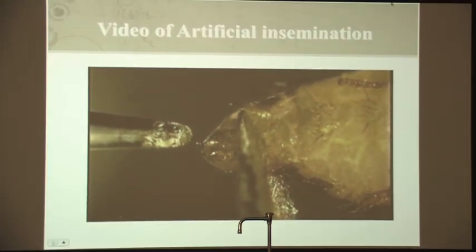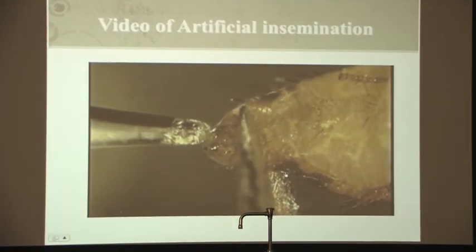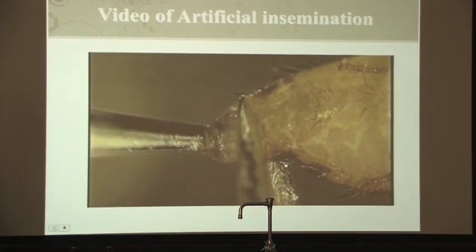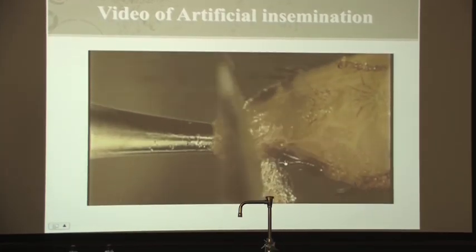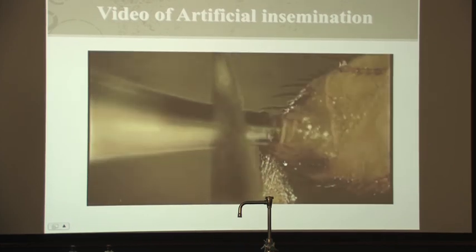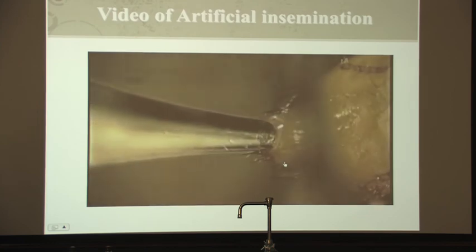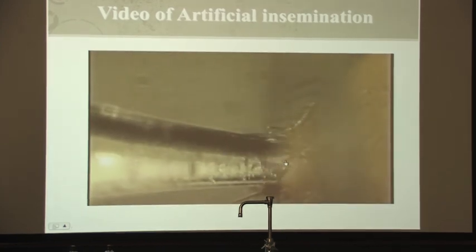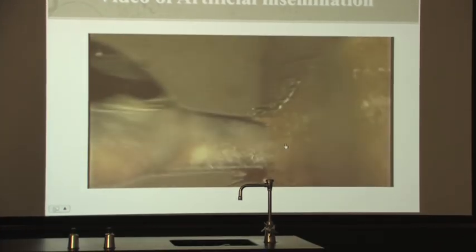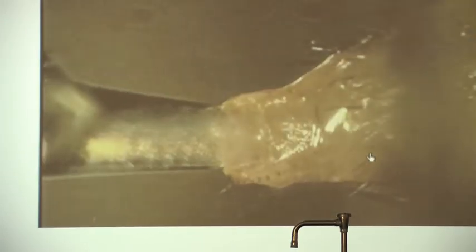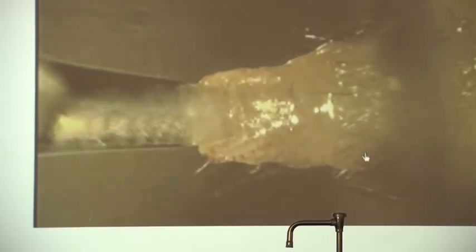There is a video about the artificial insemination. The pipette will be introduced into the virgin female Drosophila melanogaster, and there the semen will come in, showing how we inject the semen through her gonopore into the bursa copulatrix.